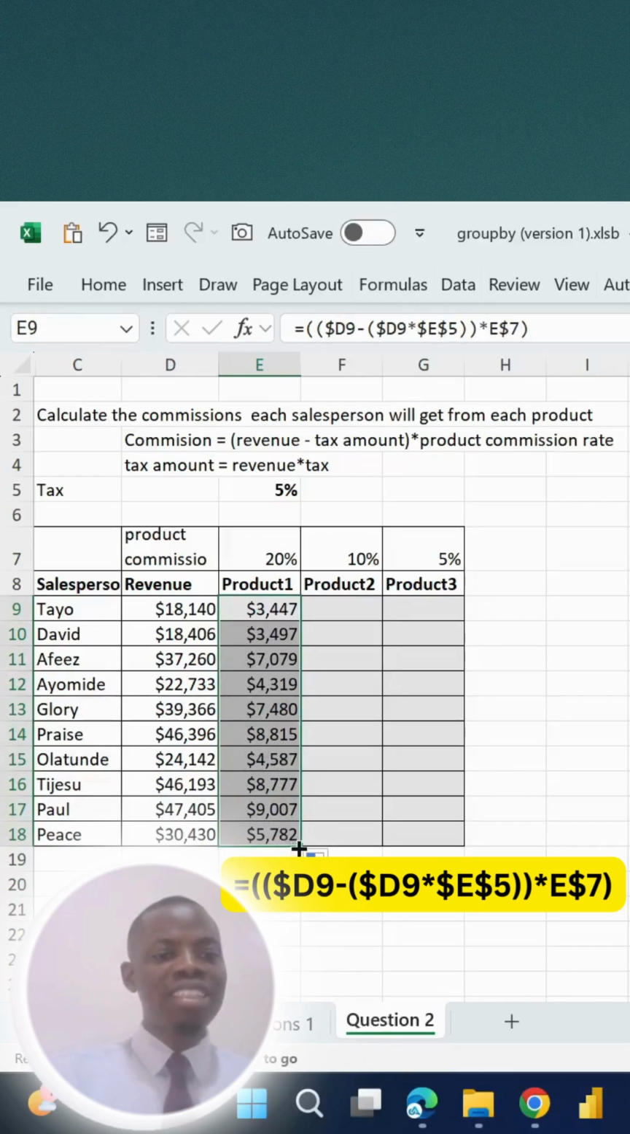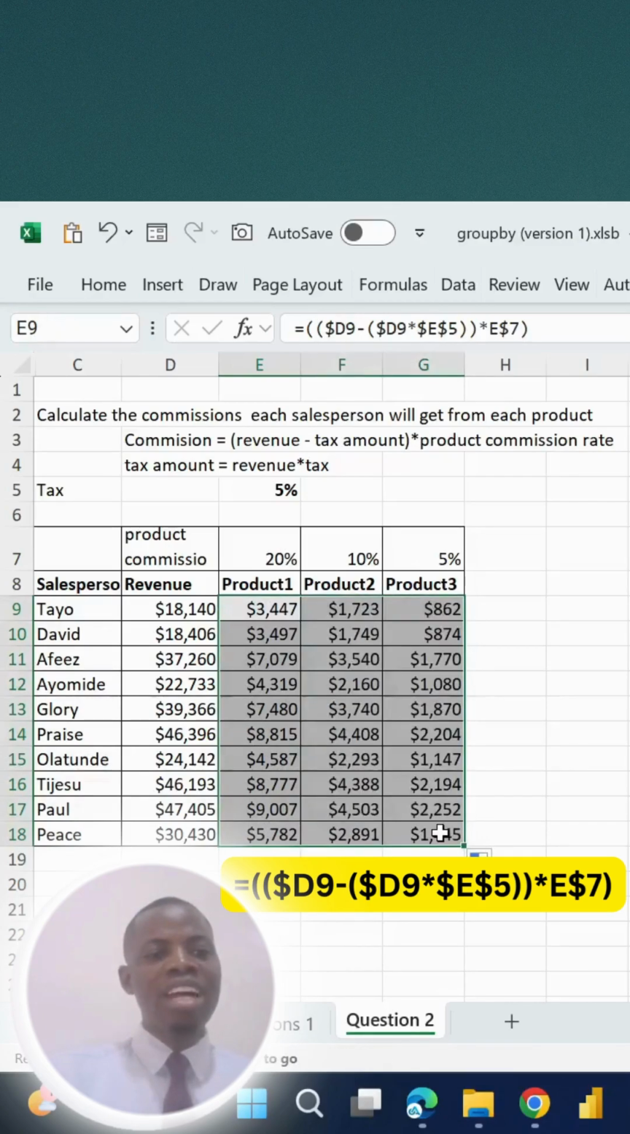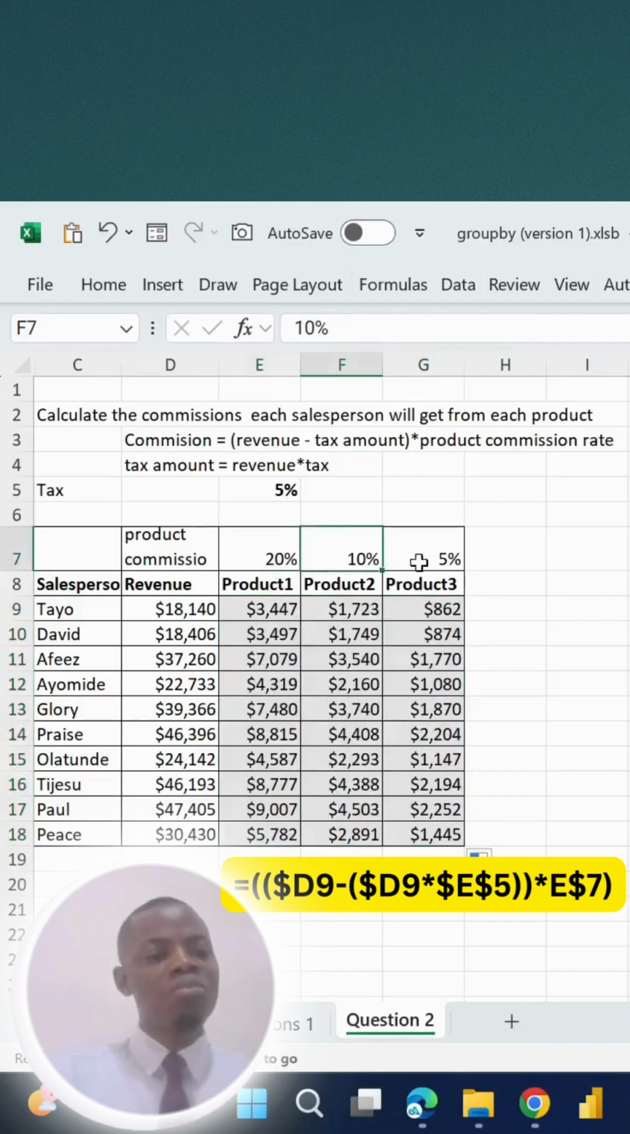This is where the magic is. If I just drag it now for the remaining products, I've been able to use just one formula to calculate the entire commission, despite the fact that we have different commission rates for each of the products. So cell referencing is something that we need to understand as well.